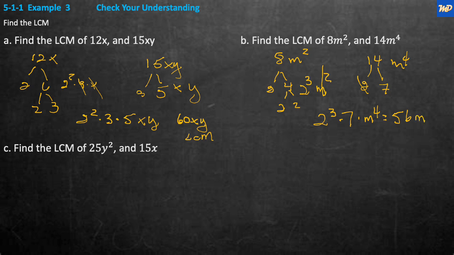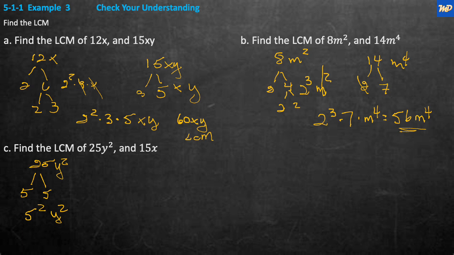M to the 4th. That's our LCM. Okay, let's do this over here. Find the LCM. 25y squared. And 25 breaks into 5 and 5, which is 5 squared. And we have a y squared. There's nothing more you can do with it.